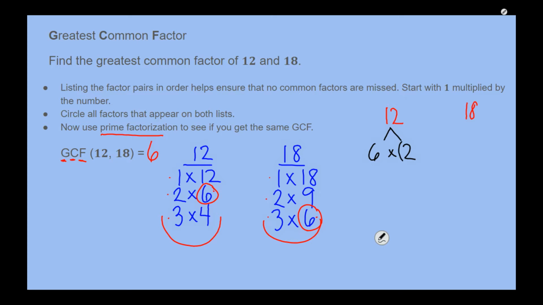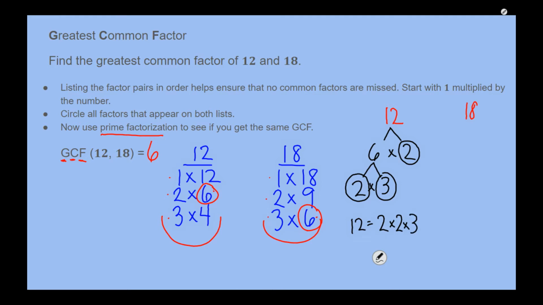So 2 is prime, so I'm going to circle the prime, but I'm still going to have to factor out 6. I have 2 times 3 to make 6. So I've ended with all primes. There's nothing else to factor out. So 12 is equal to 2 times 2 times 3. I like to write the numbers in numerical order when I'm done.